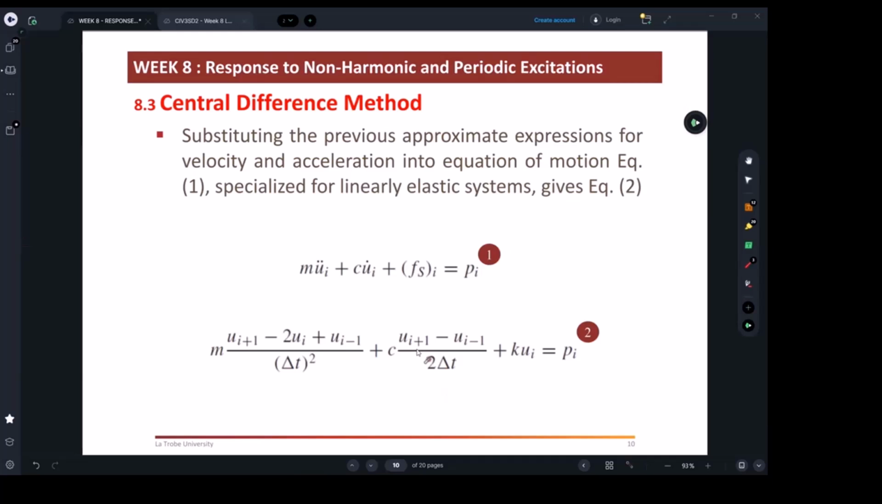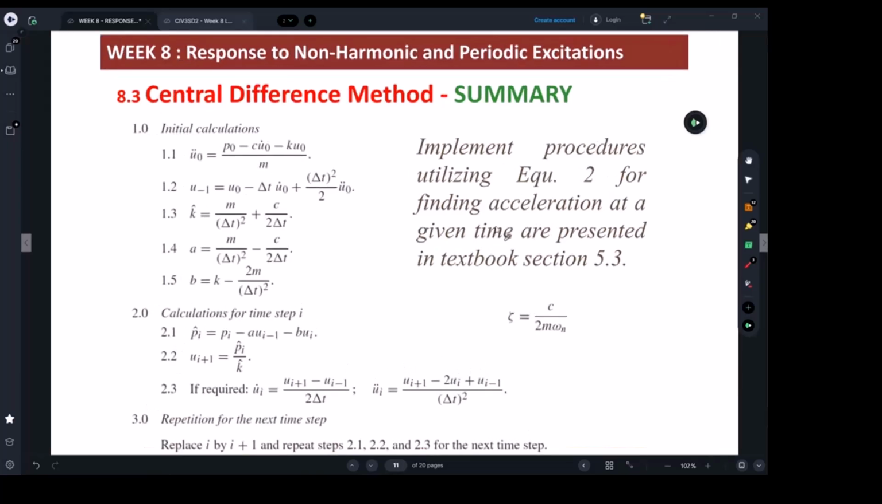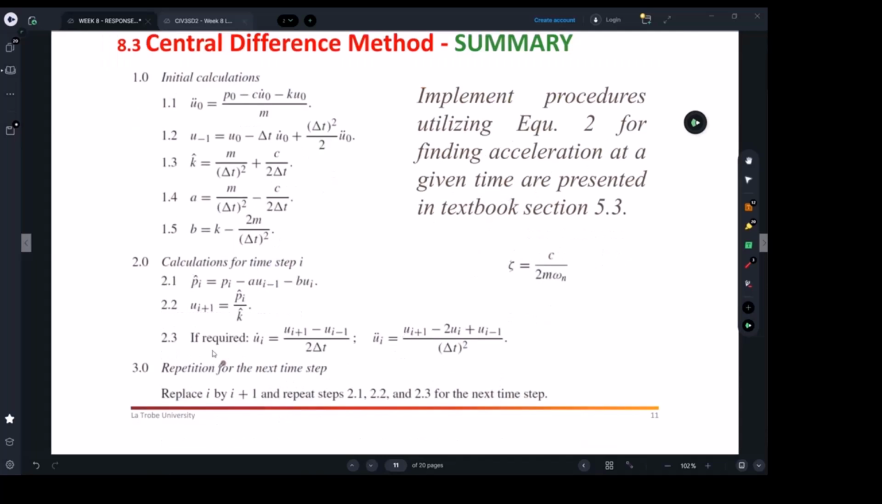The next step is basically what we're going to be asking Excel to do for us, and that's what I'm going to ask you guys to practice. So the next step here is a method. It's applying the method, right? So what does this flow chart show you? It shows you a summary of how to implement the procedures for using the central difference method to find the acceleration or displacement.